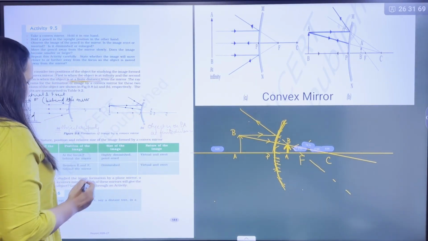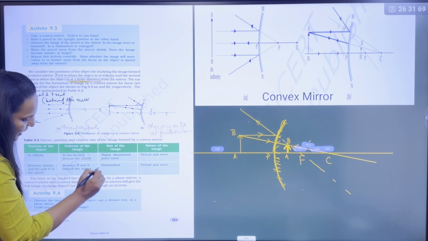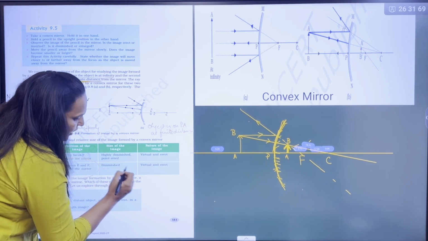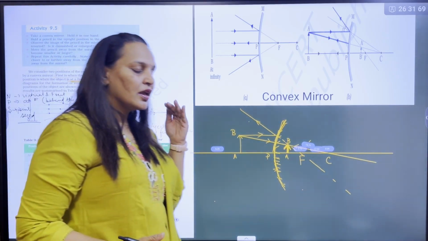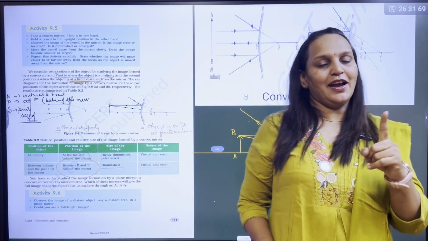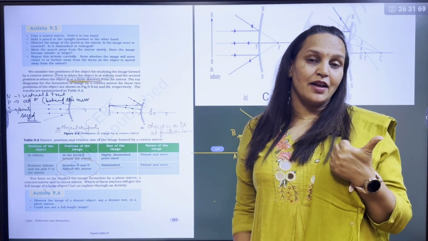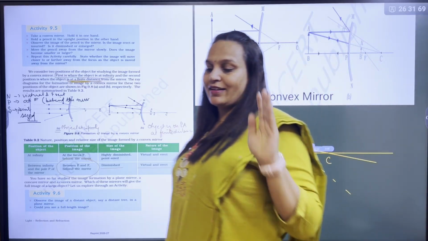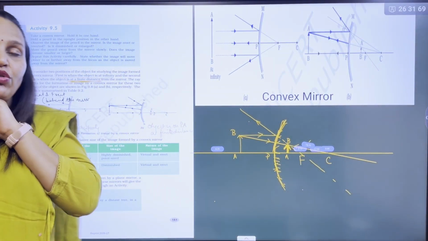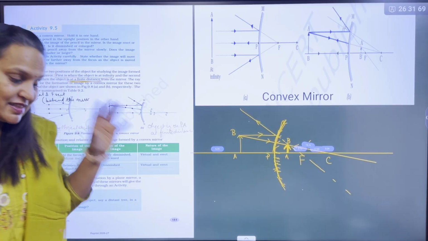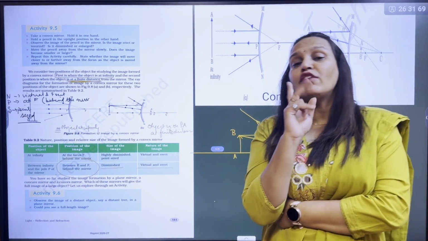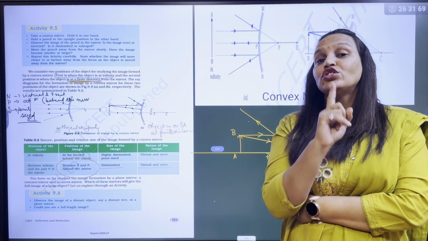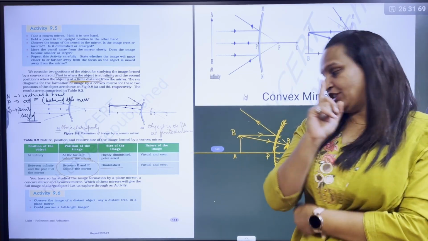So what are the characteristics? Between P and F, behind the mirror, diminished, virtual and erect. So what I want to tell you is that a convex mirror forms only one type of image. What is that? Virtual, erect and diminished. You don't need to worry about the convex mirror, which is a diverging mirror. It has only two ray diagrams and it forms only one type of image, virtual, erect and diminished.